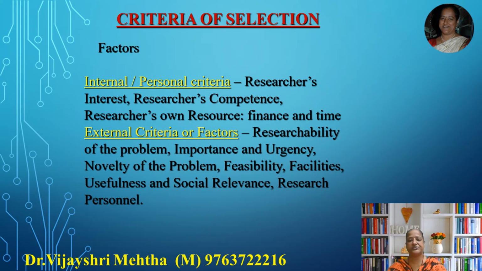Next, there are external criteria, such as whether the problem is researchable. That is another parameter. Next, whether the problem to be identified is really important and very urgent, what its novelty is, what the feasibility and facilities provided are, the usefulness and social relevance of solving that research problem, and whether a team is available for doing that kind of research. These are some of the external criteria whenever a research problem is selected for undertaking research.